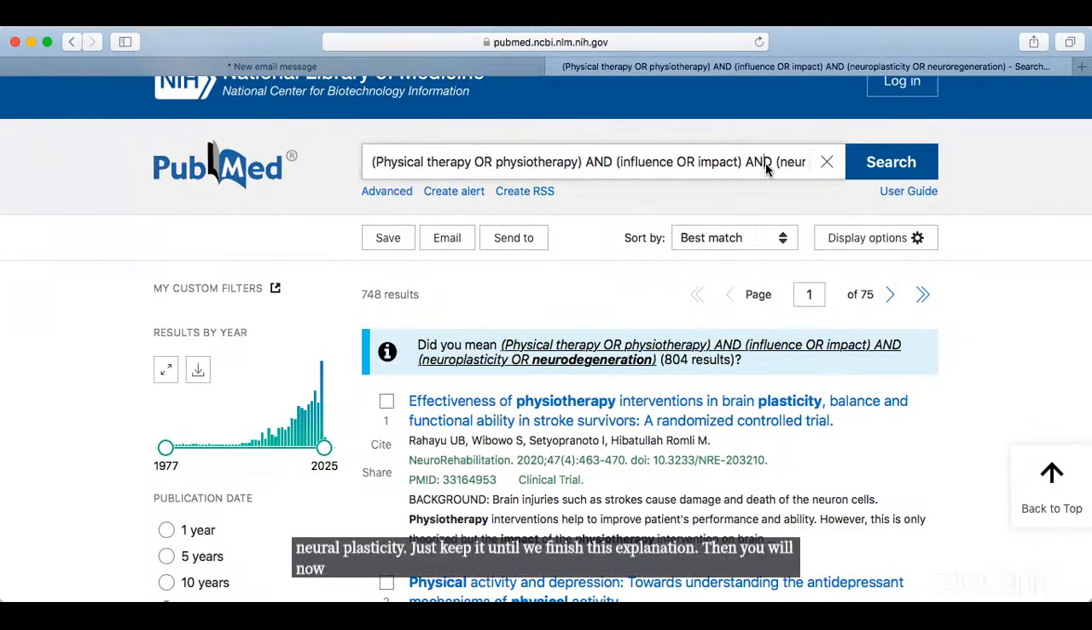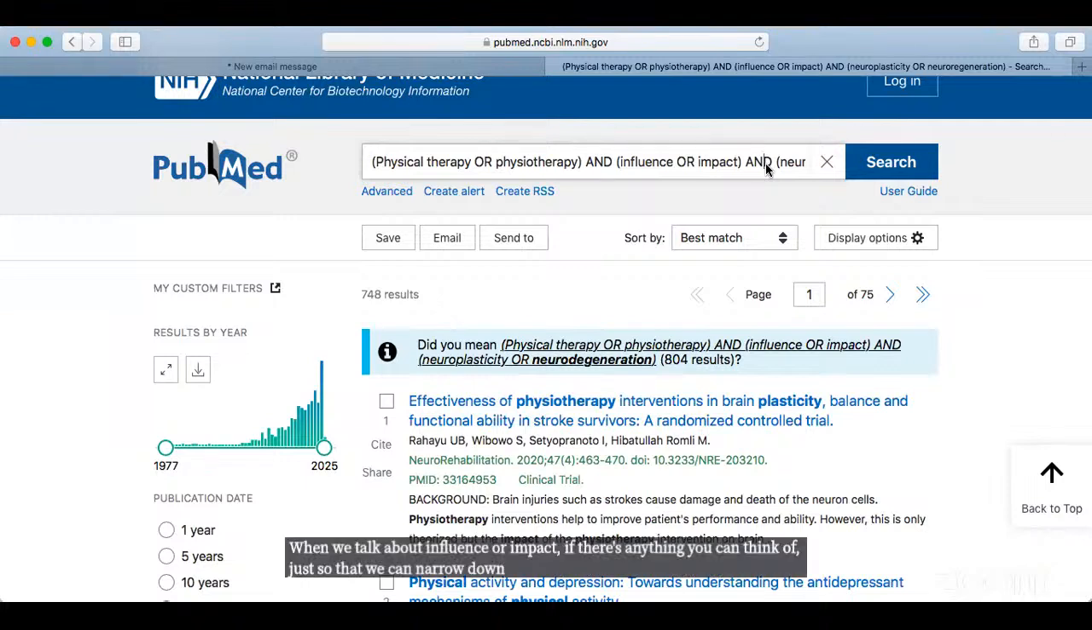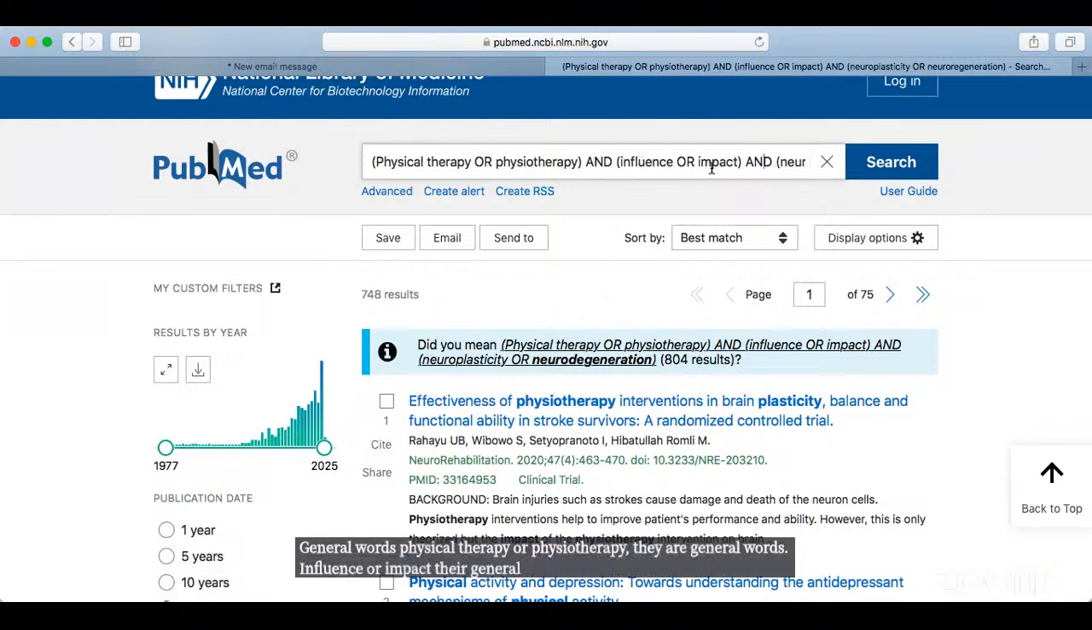Another thing is, what word should we use when we talk about influence or impact? If there's anything you can think of, so that we can narrow down and get something more specific, that will help people to see a reduction in the number of results. We have 748 because you are using general words. Physical therapy or physiotherapy, they are general words. Influence or impact, they are general words. So please just help us get something more specific.